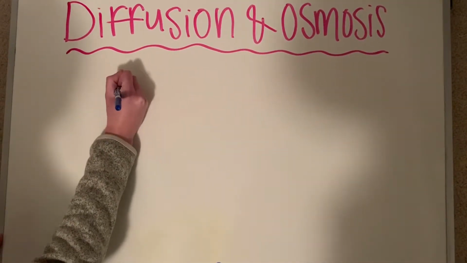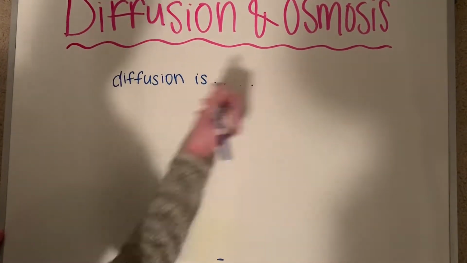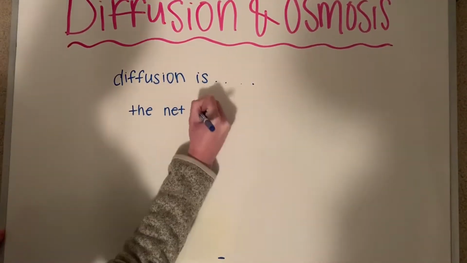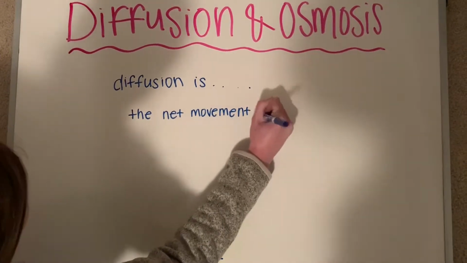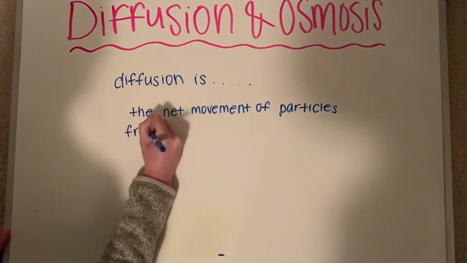Today's topic is diffusion and osmosis. To start off, what is diffusion? Diffusion is the net movement of particles from an area of higher concentration to an area of lower concentration.